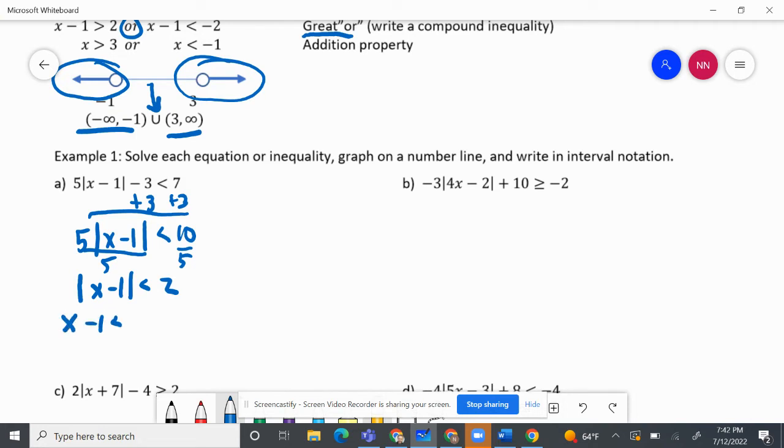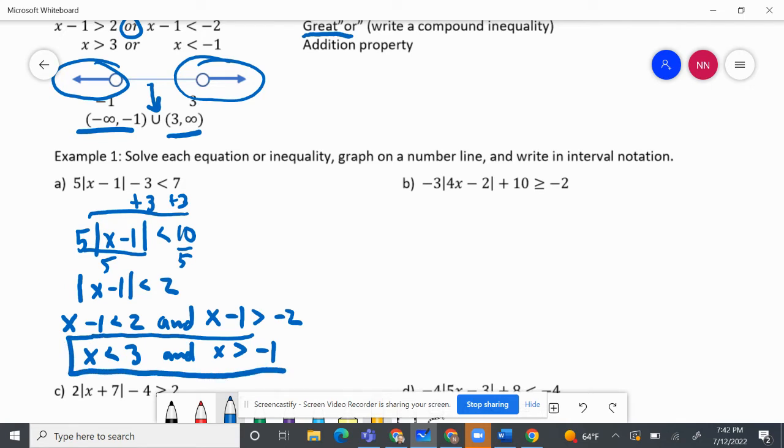x minus 1 is less than 2. And this is an and statement because it's less than. And then we have x minus 1 is greater than -2. So we're going to add the 1, and that gives us 3. And then on the other side, when we add the 1, that gives us x is greater than -1. So that is how it's solved.